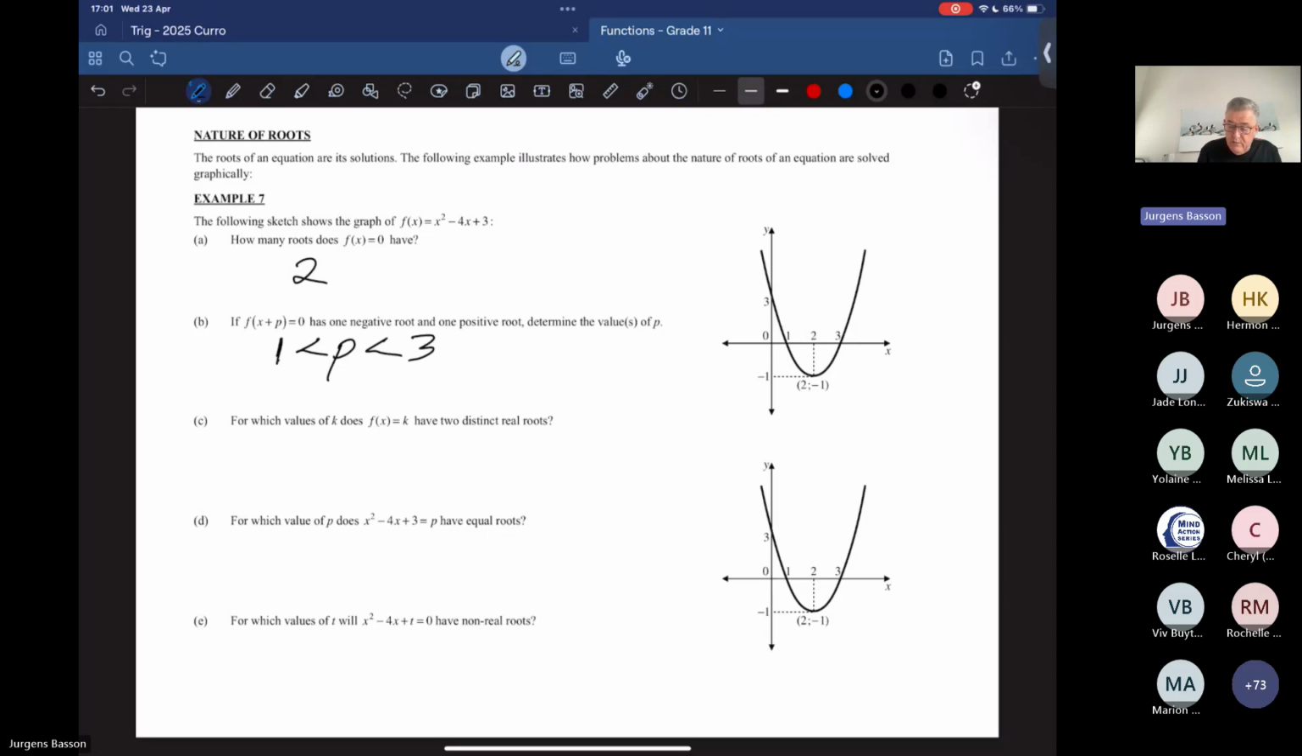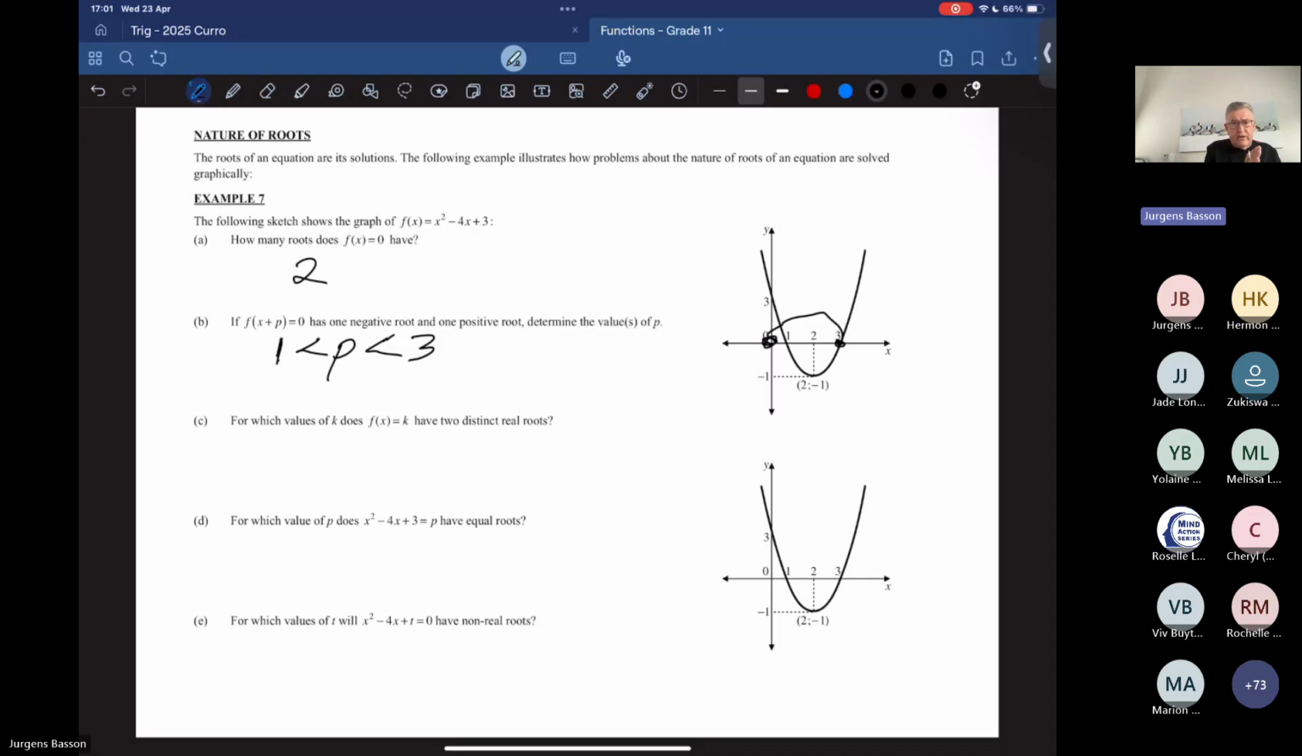Because if it moves more than 3, or if it moves 3, then this point, this one, will be at 0. I think I said more than 1, but less than 3. Yeah, less than 3. In any case, I can't move more than 3. If I move more than 3, both are negative. If I move 3, one is negative, one is 0. I must move less than 3. So P is less than 3, but greater than 1.